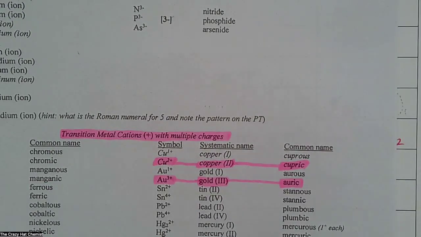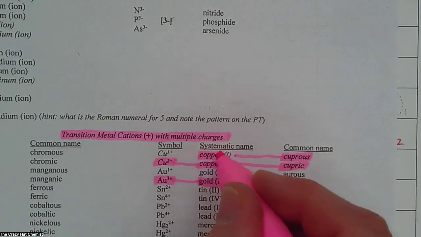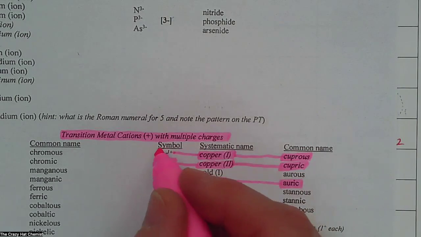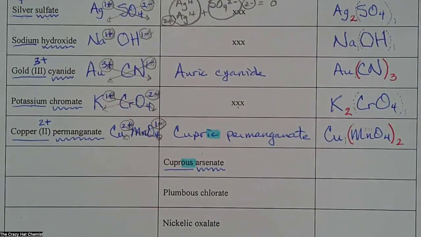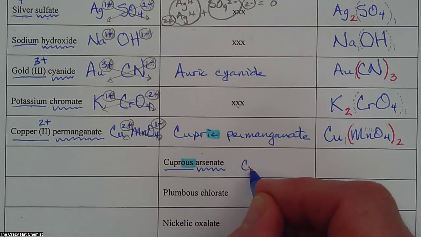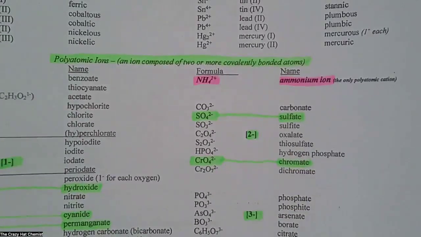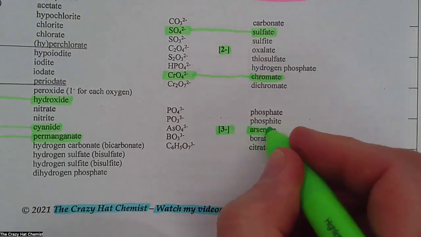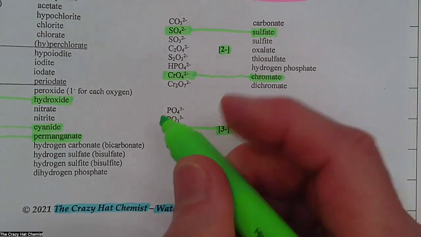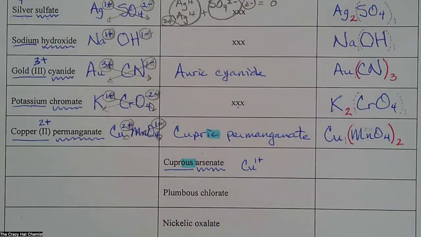And so where is cuprous? It's right here, cuprous. And that corresponds to what? None other than copper Roman numeral 1, and that is a Cu with a 1 plus charge. Perfect. So I'm going to write that down. That's going to be a Cu with a 1 plus charge. Okay, and then we need arsenate. Arsenate is a polyatomic ion, and it is in this lower section right here. Right here, arsenate, and that corresponds to AsO4 3 minus. Okay, so let's write that down.